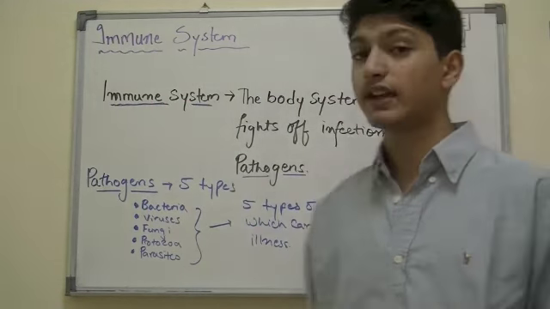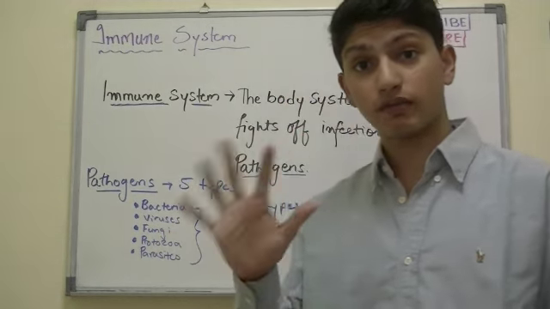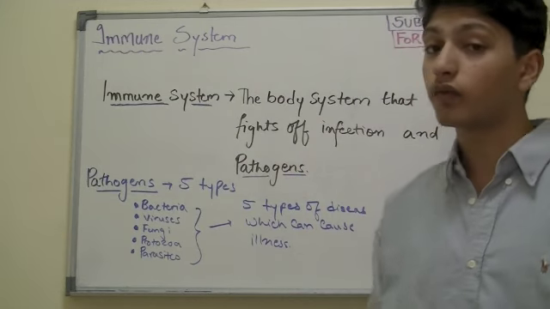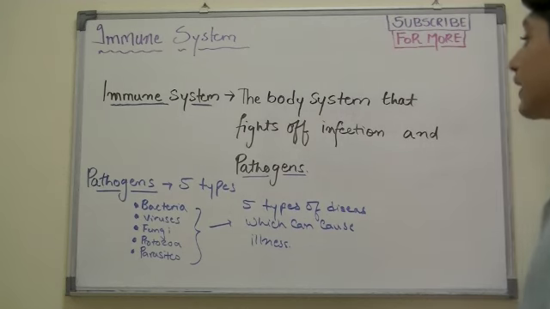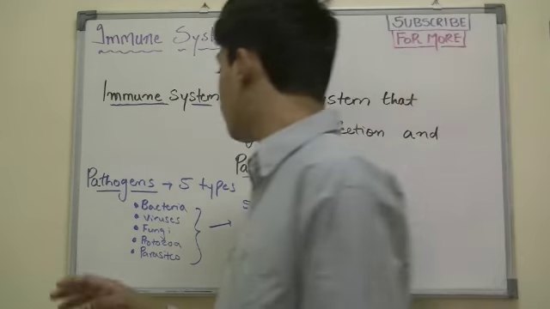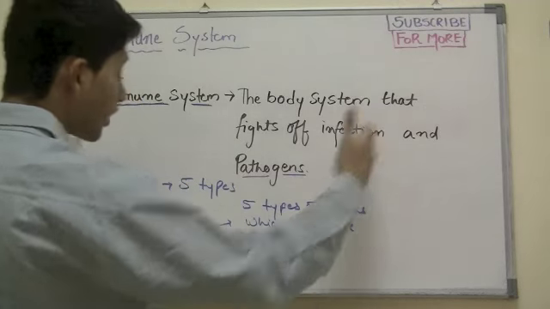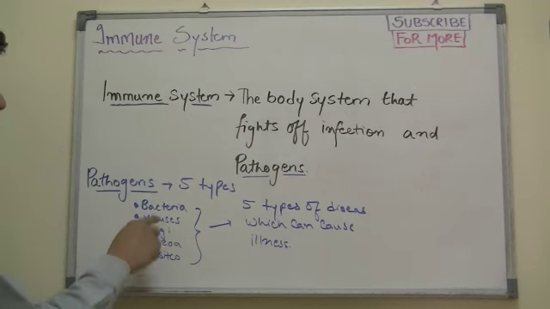So what are the 5 different types of diseases? Before we go on to them, we'll first learn what an immune system is. The immune system is a body system that fights off infection and pathogens. We don't know what a pathogen is yet, right? So before we talk about pathogens, we'll list the 5 different types of diseases: bacteria, viruses, fungi, protozoa, and parasites.